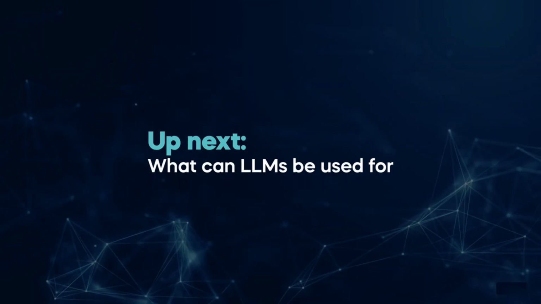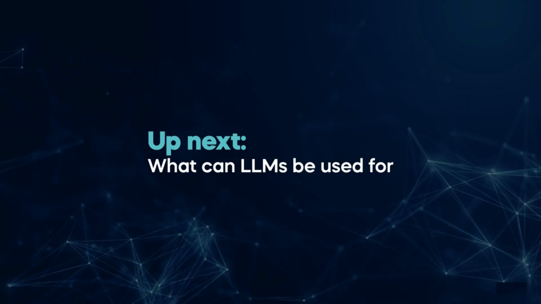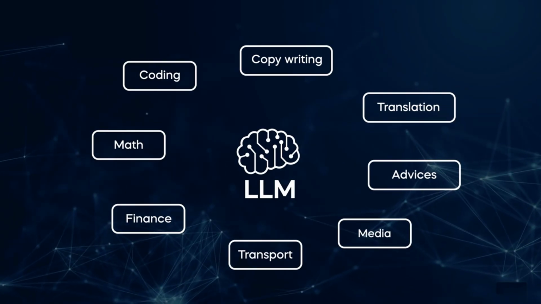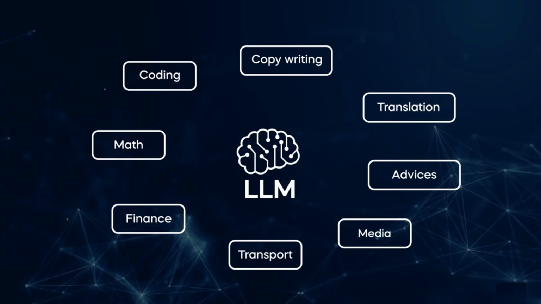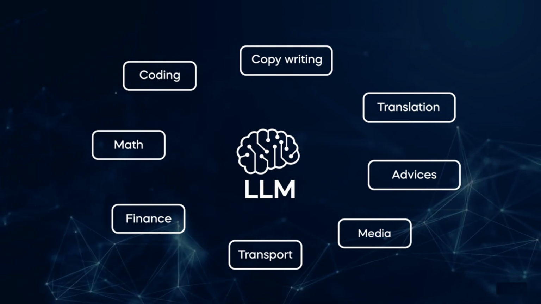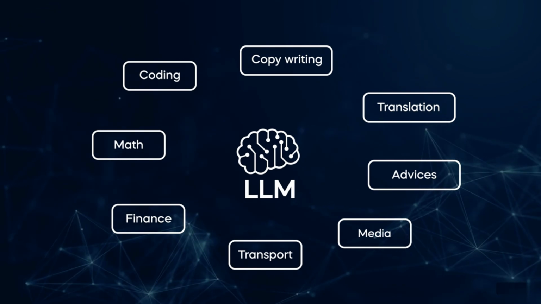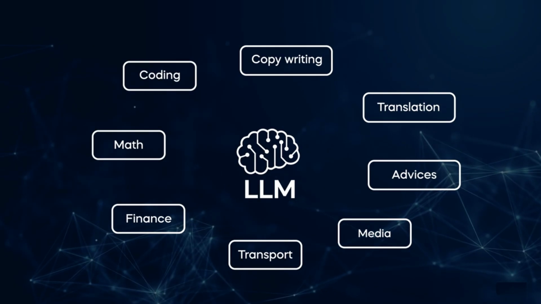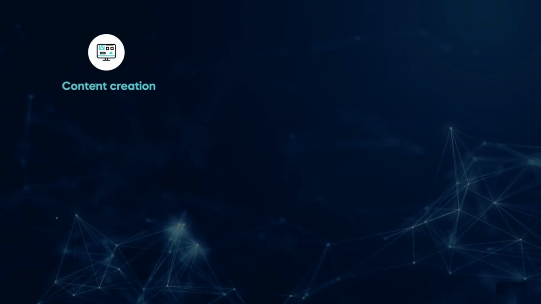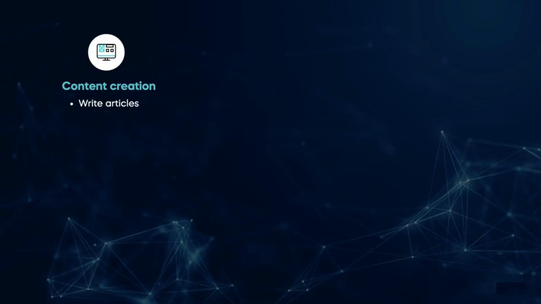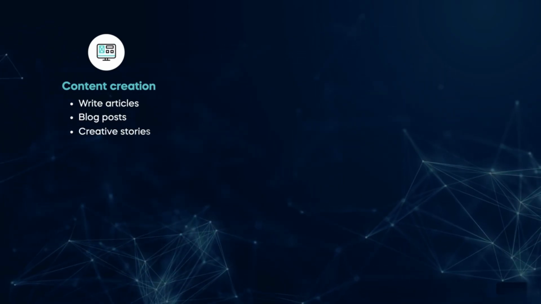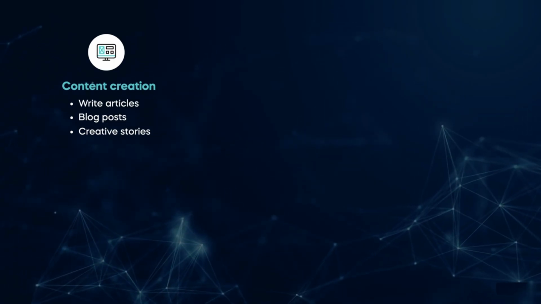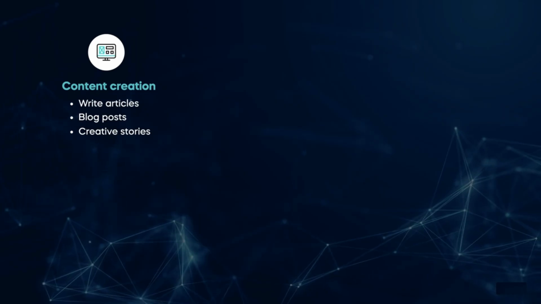So now that we have an idea of what LLMs are, let's have a look at some applications. The novel thing about large language models is that one model can be used for a variety of tasks. Because they have been trained on such large datasets with so many parameters, they're able to learn a lot. Let's run through some examples of the kind of things large language models excel at. The first is content creation. Large language models can write articles, blog posts, or even creative stories. They generate text that reads like it was written by a human author, making them handy tools for content creators.